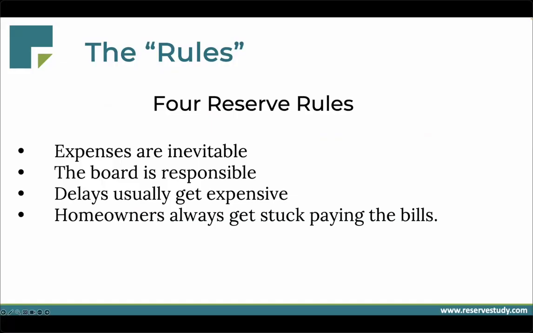Number 1, expenses are always going to happen. There's no avoiding them. Number 2, the board is responsible to manage the assets of the association. Number 3, like I mentioned a moment ago, delays often get expensive. So don't delay and get stuck with projects that go way over budget. And lastly, number 4 is that owners inevitably are going to get stuck paying the bills. Whether the board saves the owners' money or makes things more expensive, the owners are always going to get stuck paying the bills. And so what do I mean by that?